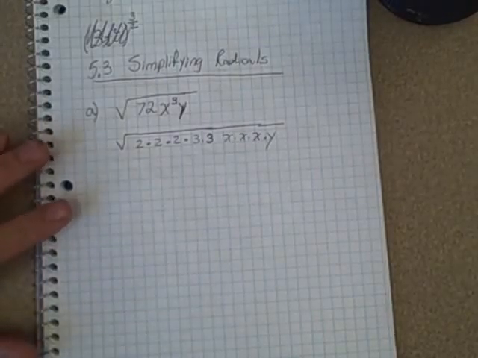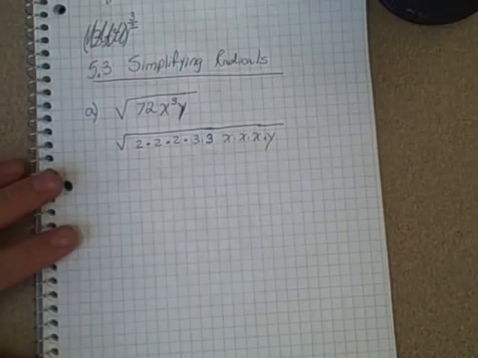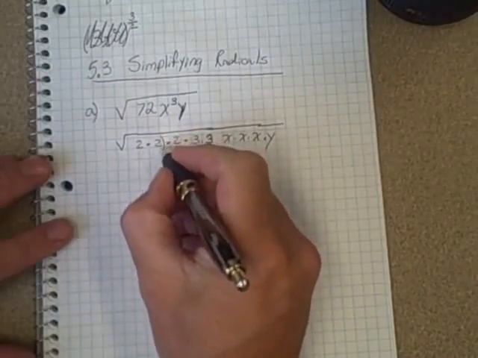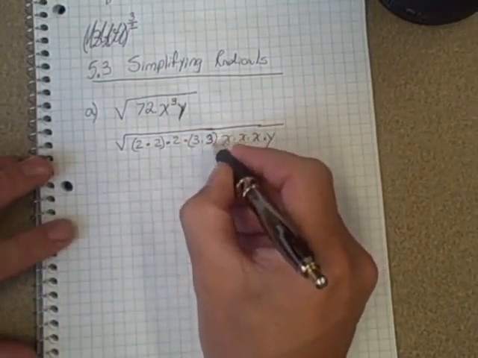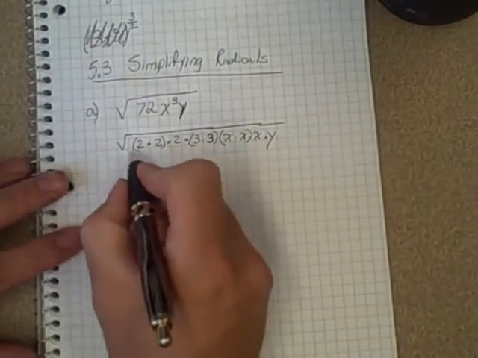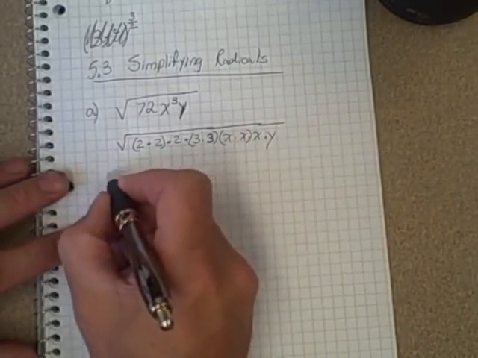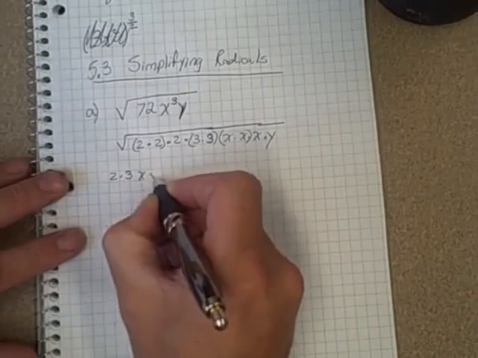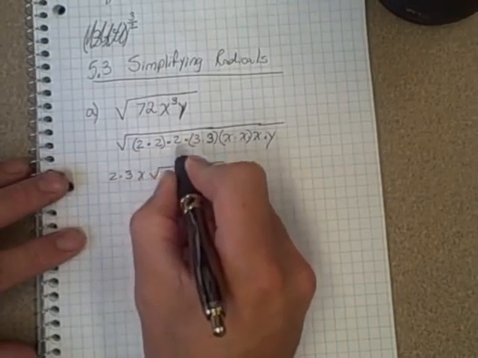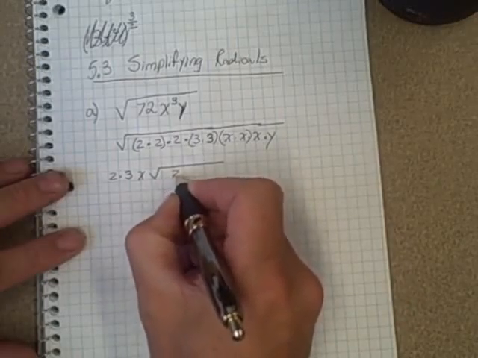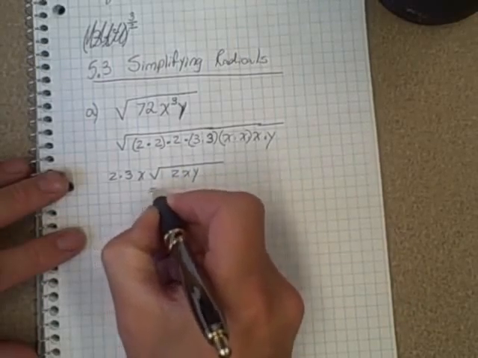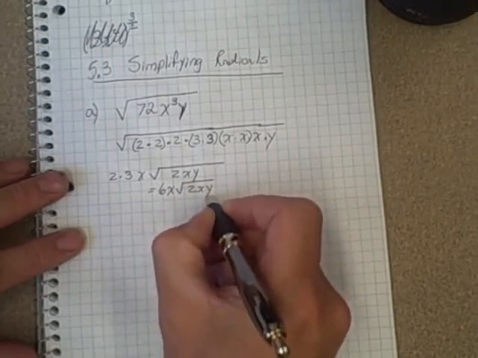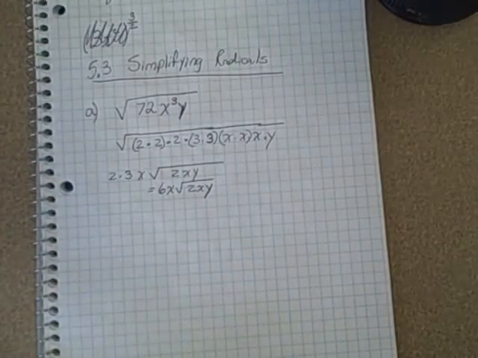Now we have to take out groups of pairs for the square root. So a pair of 2's comes out, a pair of 3's comes out, a pair of x's comes out, and that's it. What comes out is 2 times 3 times x. What's still under the root sign? What's not in brackets? 2xy. So simplifying that, this would be 6x root 2xy. And that would be considered the simplest form of a radical expression.